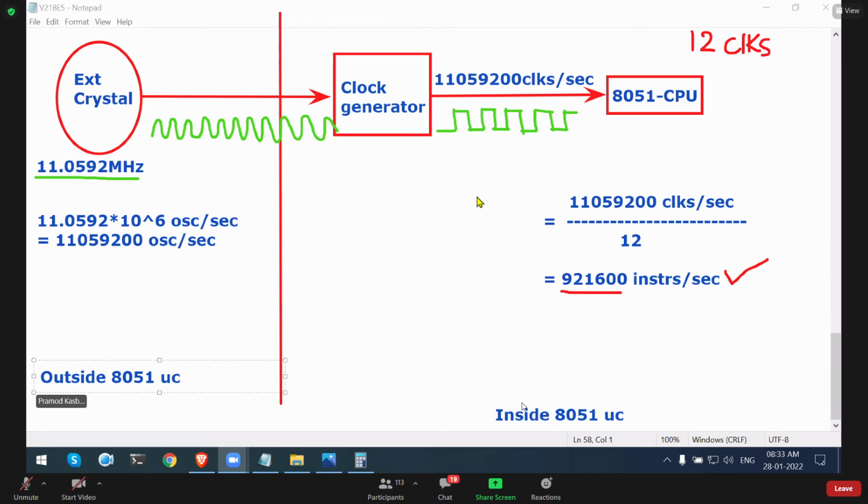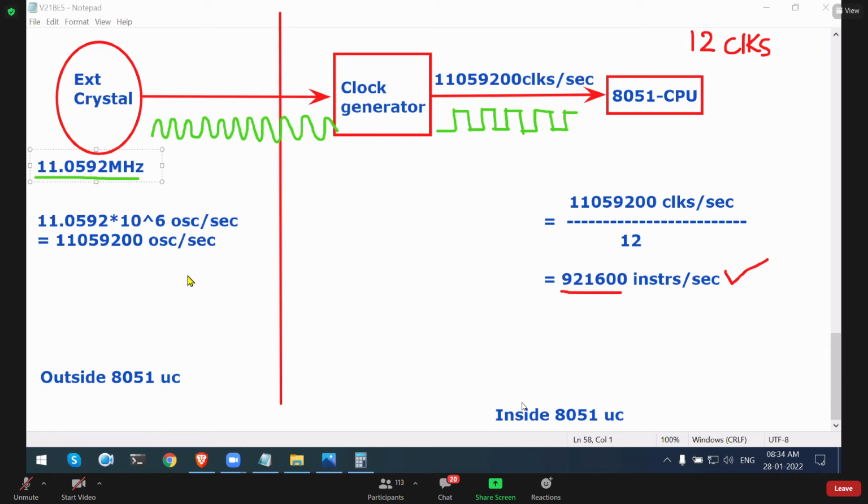The fastest controllers, I think 2.2 gigahertz controllers, are available. They are there in ARM controllers only. So that is the fastest controller available in the market. ARM controllers are the fastest controllers. This 11.0592 megahertz represents these many oscillations in 1 second.